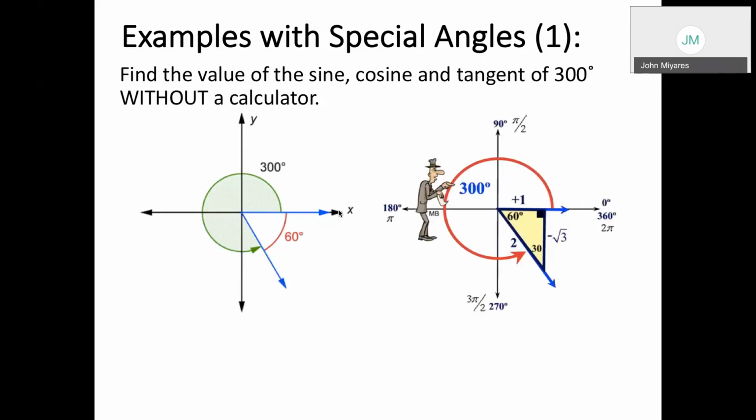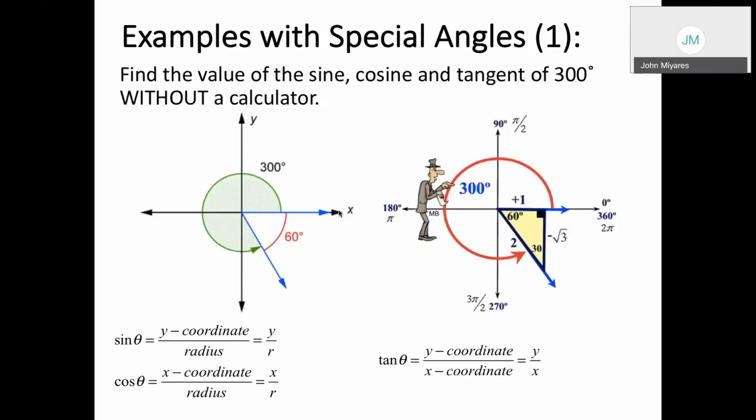Focusing only on the three primary trig ratios right now, we can see that we'll have the sine of theta become negative root 3 over 2. The cosine of theta will be positive 1/2, and the tangent of theta will be the negative square root of 3 over 1.